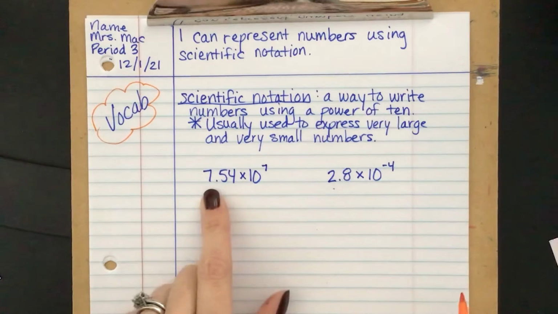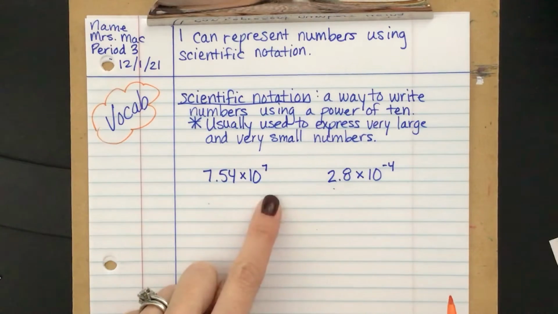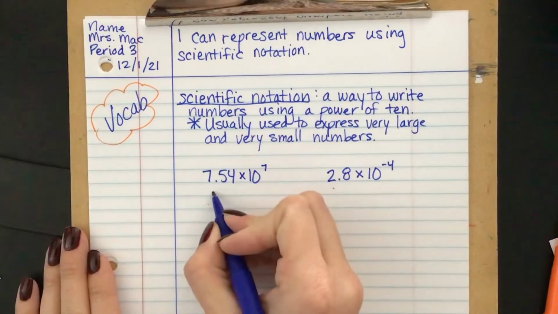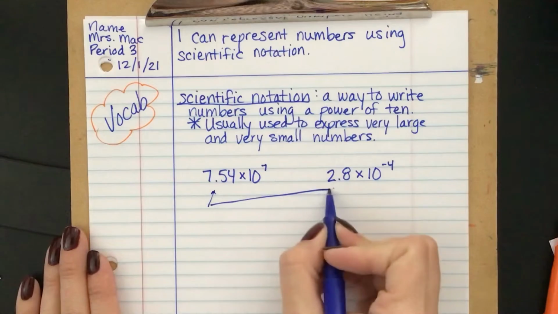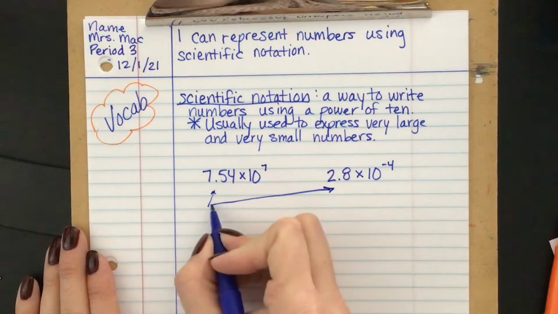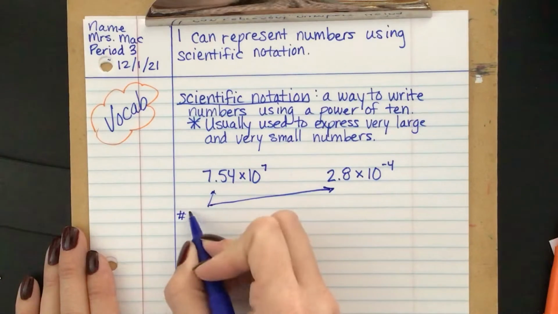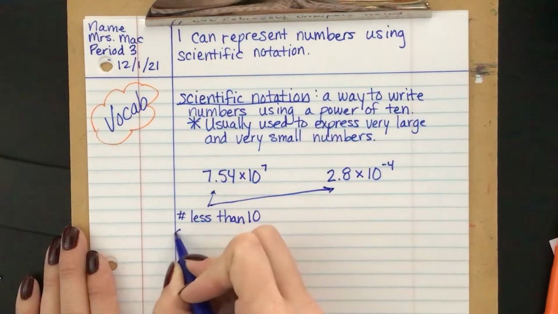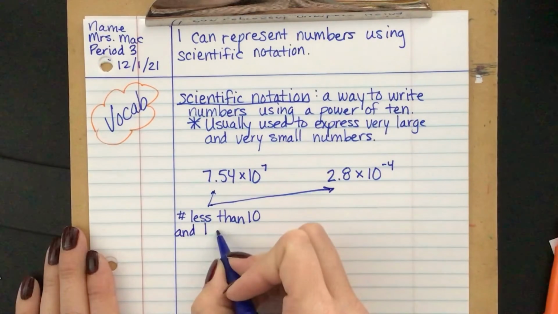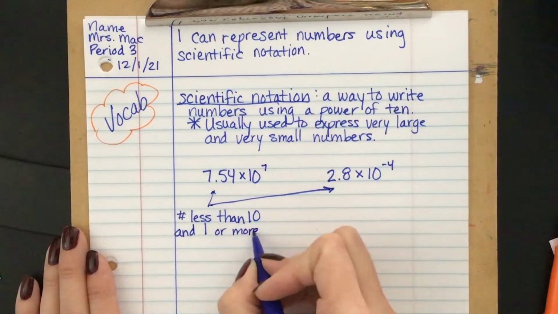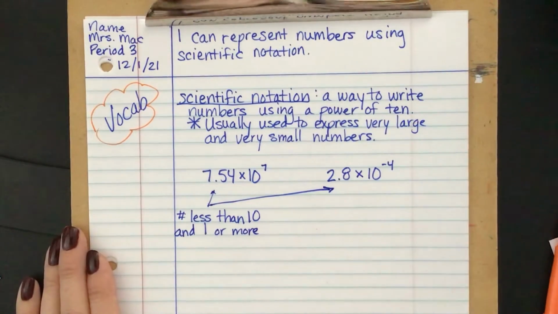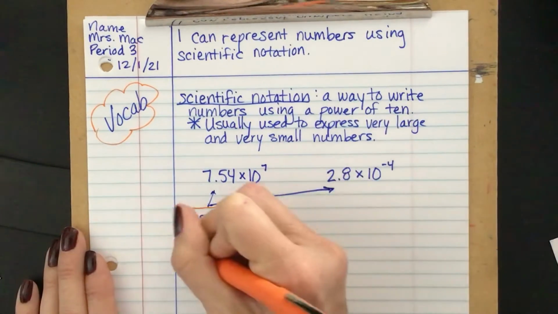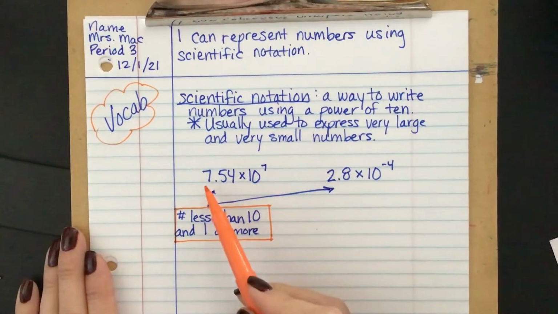You always have a number between 1 and 10 times a power of 10. Okay? So this number right here, we want to make sure that it's a number that is less than 10, and it needs to be 1 or more. So this number is always a number between 1 and 10.